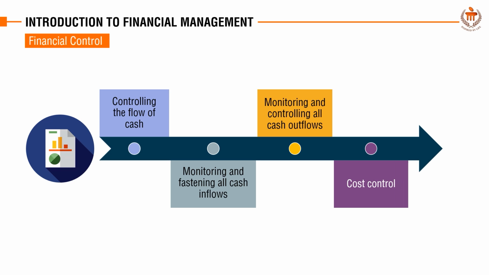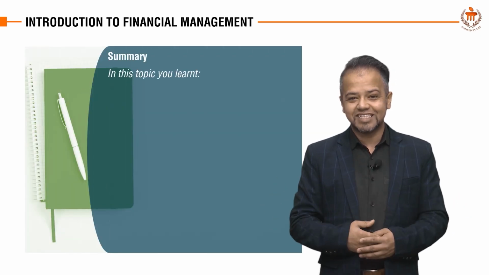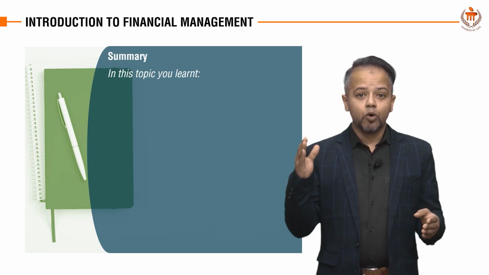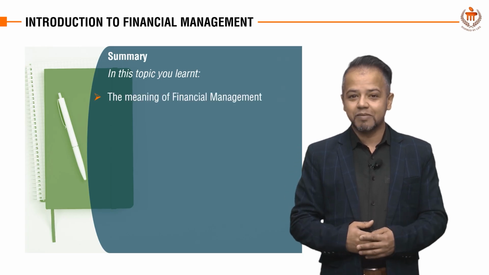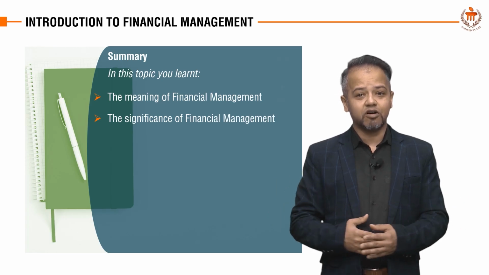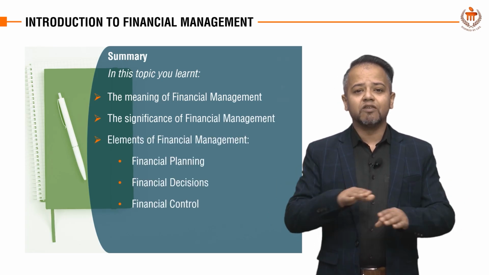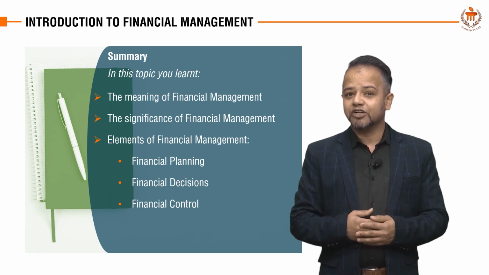So we have seen that the financial management department's functions start with planning, decision making, and end with controlling all the flows of funds in an organization. Let us summarize what we have learned in this session. We have understood what is the meaning of financial management. We have also understood what is the significance of financial management. We have also seen what are the varied elements of financial management.